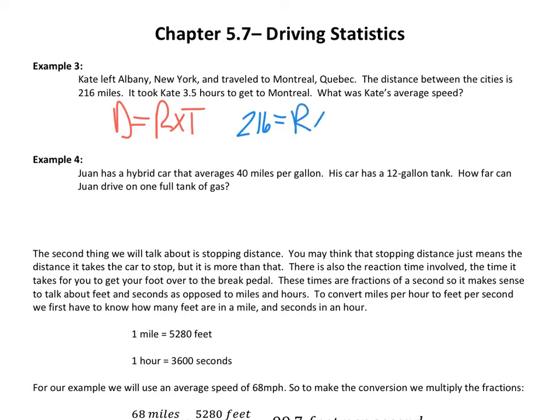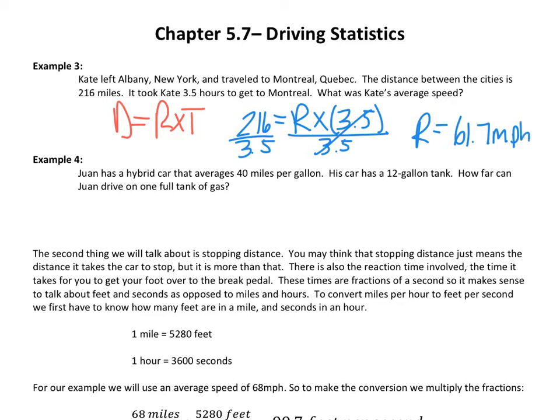So we have rate times 3.5 hours. And just like we did in the previous problem, to get the 3.5 over to the other side, we're going to divide by 3.5, divide by 3.5, and that'll give us a rate. Let's see here, my calculator, 216 divided by 3.5, and that is an average rate of 61.7 miles per hour average speed. So that's all you do, really.